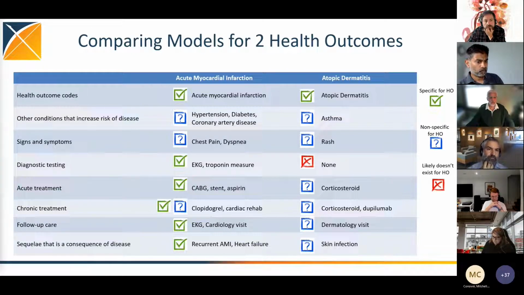And you go down the list and we see a bunch of fairly nonspecific things for atopic dermatitis. This is one of the things that we find: if the data in the database is not very specific for the health outcome of interest, the predictive model is not going to be able to determine its accuracy very well.